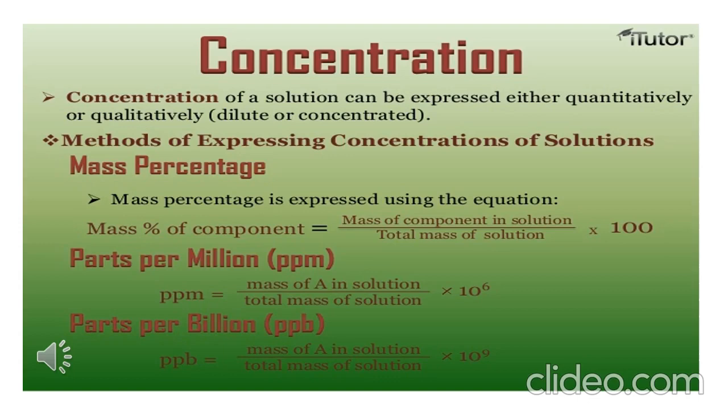What is meant by mass percentage? Mass of the component of the solution divided by total mass of the solution, multiplied by 100. Parts per million is the mass of the component in solution divided by total mass of the solution, multiplied by 10 power 6. Generally, the parts per million term is used in solutions where the solute is present in very small quantity compared to the solvent.